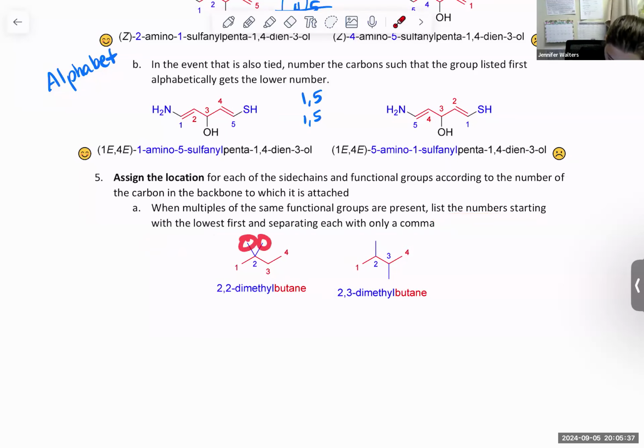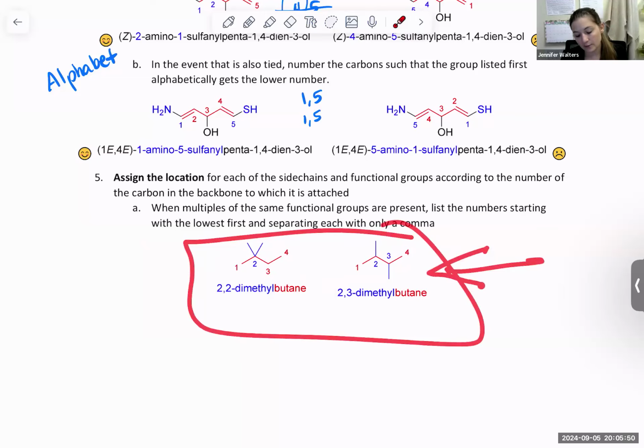So here I have 2-methyl, so it becomes a dimethyl, and it's 2,2, with a dash to separate the numbers and the letters: 2,2-dimethylbutane. This becomes 2,3-dimethylbutane. This is the type of naming I expect you to be able to do for the quiz this weekend.